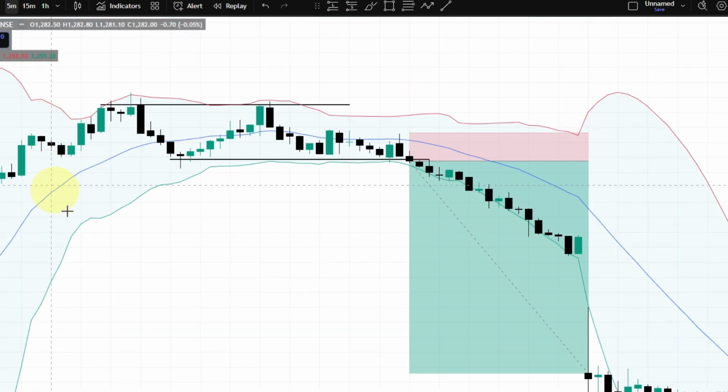So I hope you understood this Bollinger Band squeeze trading setup. I hope you understood how to set the target, how to set the stop loss, and how to do a BTST trade with this kind of trading setup.